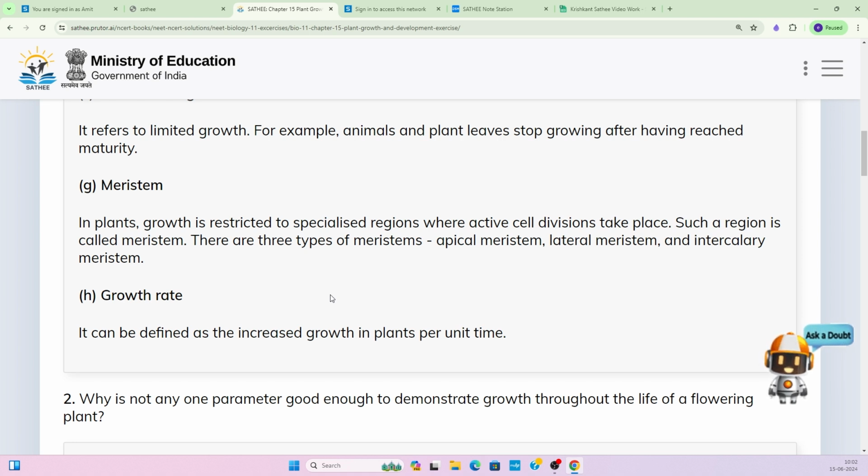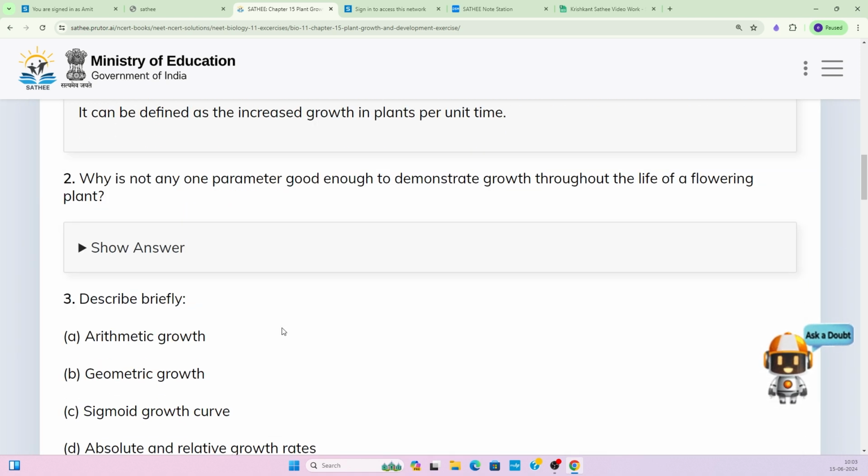Okay, next definition is about growth. What is growth rate? It can be defined as the increase in growth of the plant per unit time. So you take a unit time and see how much the plant is undergoing growth, right? That measurement gives you the growth rate of that particular plant.